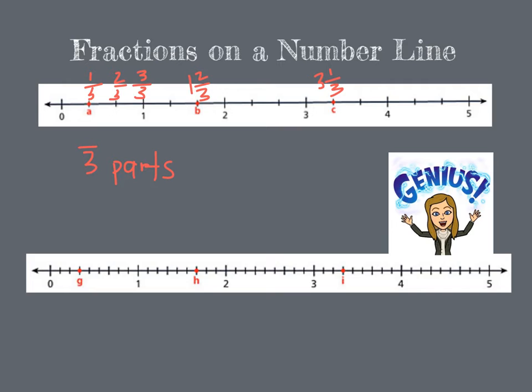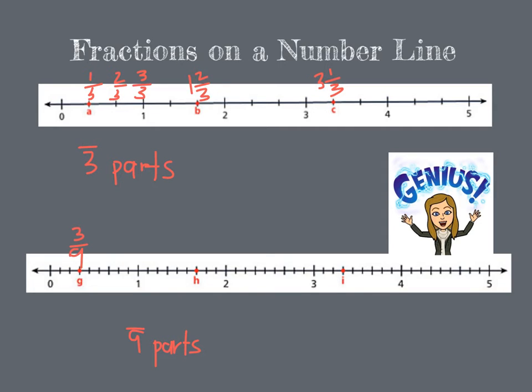So we'll do that again. Count the gaps to figure out a denominator. So 1, 2, 3, 4, 5, 6, 7, 8, 9. Okay, so there are 9 gaps, or 9 parts. So that is our denominator today. So if I count up, that's 1/9, 2/9, so point G is at 3/9.